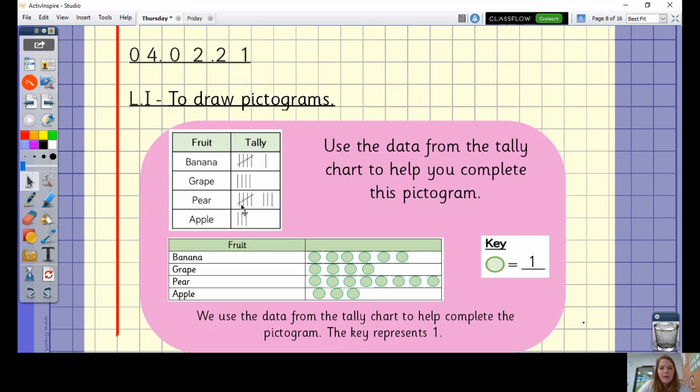And then look at our pear, we have 5 and 3, which makes 8. So we should have 8 circles for our pear. And then the apple has been done for us already. So we use the data from the tally chart to help us to complete the pictogram. And the key represents 1.